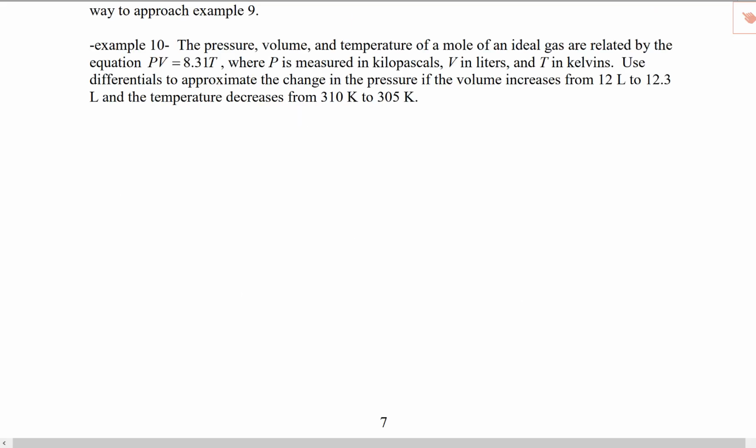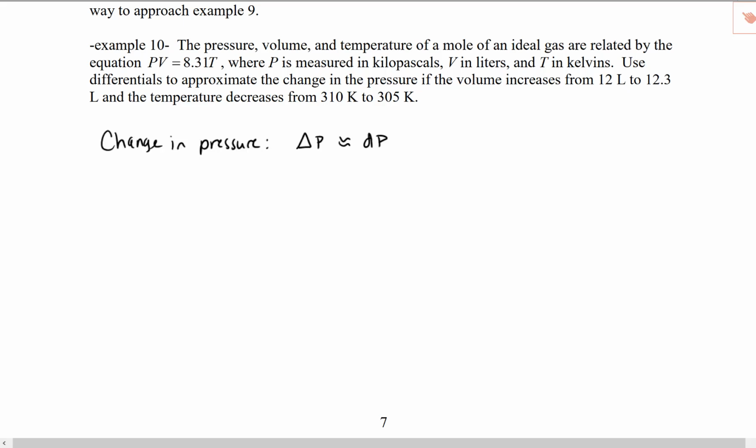Example 10. We're back again to pressure, volume, and temperature of the mole of an ideal gas related by the equation PV equals 8.31 T. Use differentials to approximate the change in the pressure if the volume increases from 12 to 12.3 liters and the temperature decreases from 310 to 305 Kelvin.